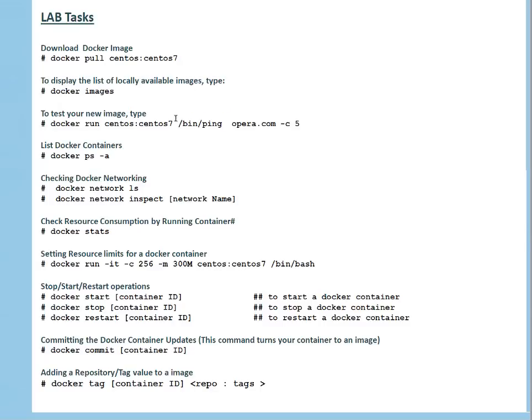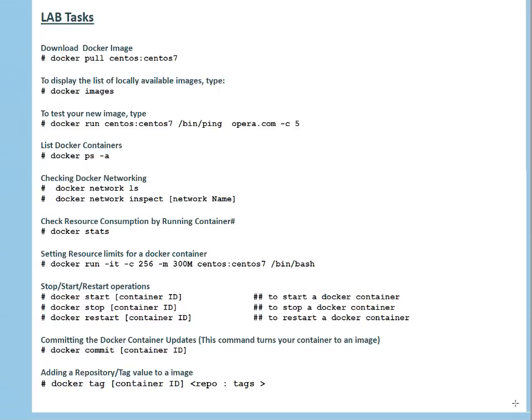To test your new image, you can run it like this. To list all the containers, docker ps -a. Check Docker networking, docker network ls. And if you want detailed information about a particular network, you can run docker network inspect, then your network name. Docker stats tells what the resource consumption is by a particular Docker container.